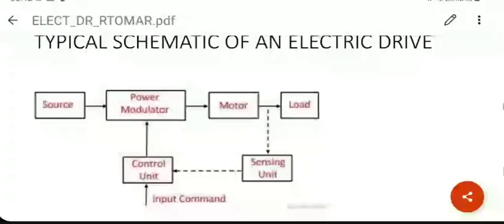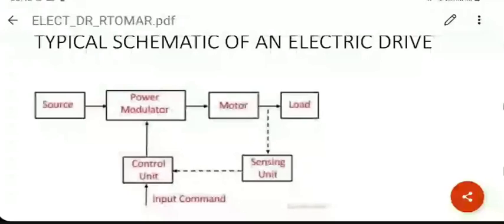The output of the motor, of course, is connected to load. But suppose motor is not able to perform at its optimal, then a sensing unit will tell us that. It will generate a signal that goes to control unit, which has a lot of microprocessors inside. And that control unit will continuously talk to power modulator saying, do this to the source, do that to the source. And control unit has an extra input, which is manually controlled.